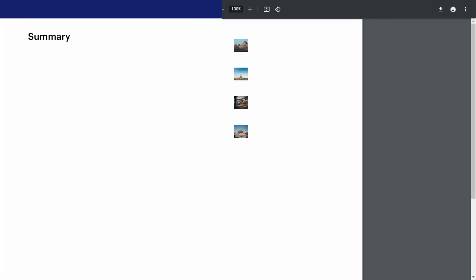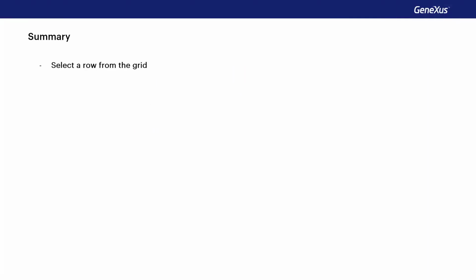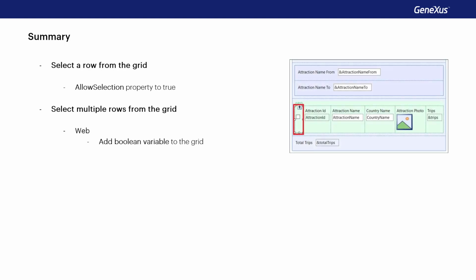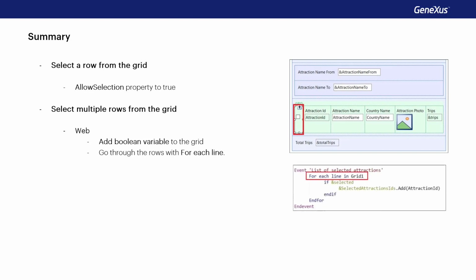To sum up what we've seen in this video, to select only one row of our grid, changing the Allow Selection property of the grid to True, and assigning it a color from the theme is enough. If, as we've just seen in the example above, we need to select more than one row, this property will not be helpful, so we must use a Boolean variable in the grid to store the row selection. Then, to run through the grid rows, the ForEachLine command must be used. This command iterates over the rows loaded in the grid, and for each iteration, we'll obtain the values of the grid columns for each row run through.